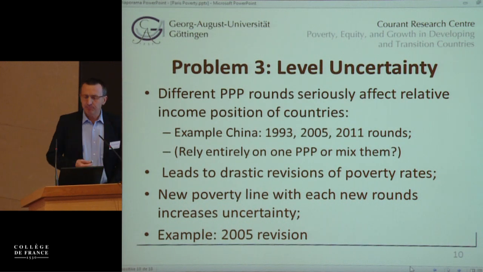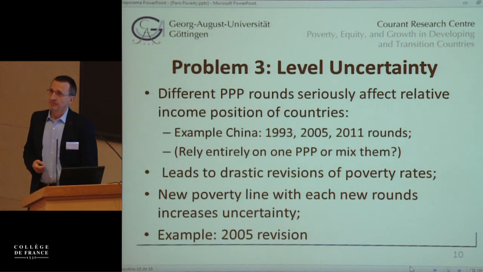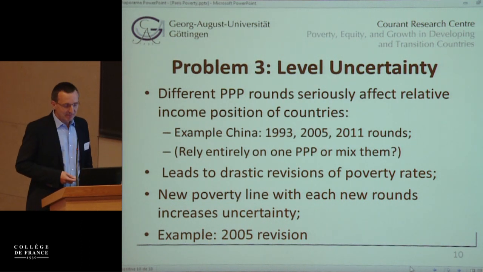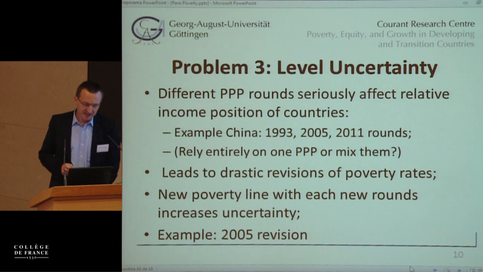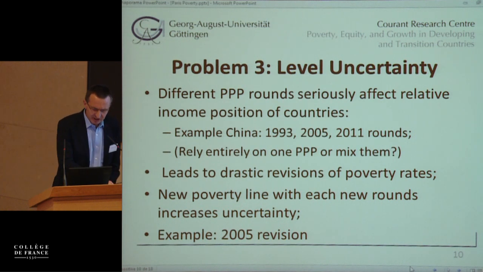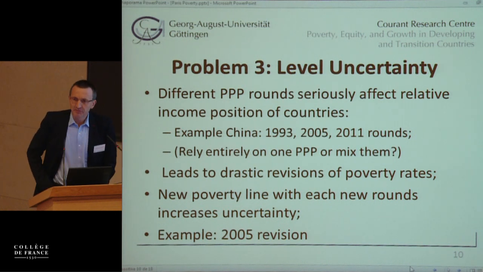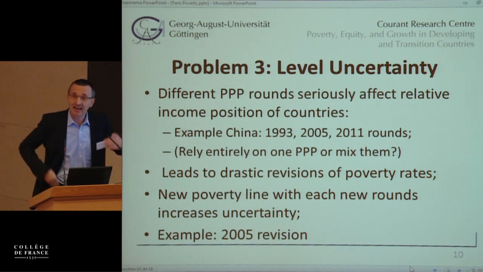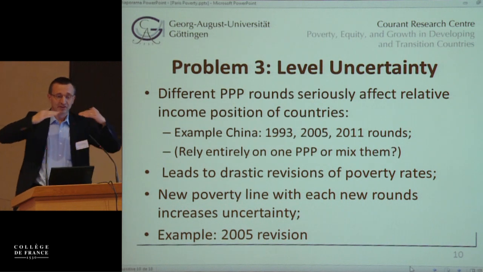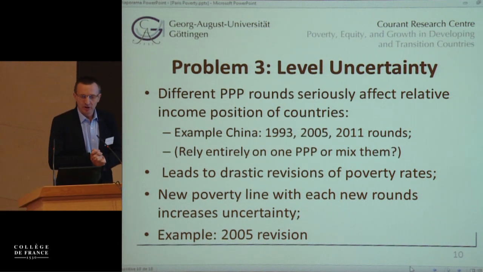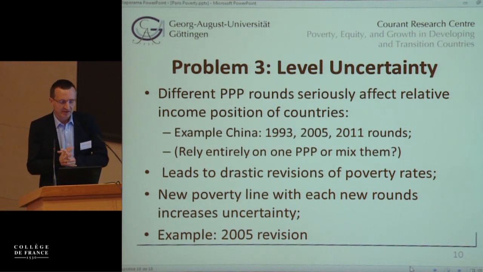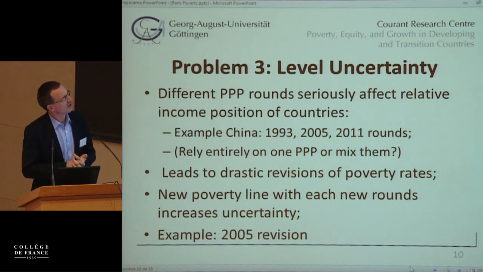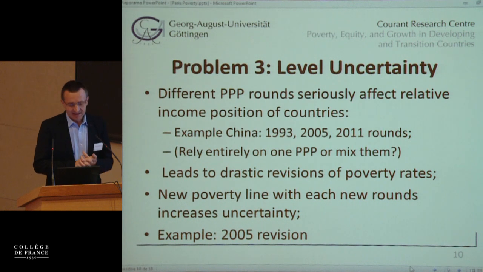The third problem is level uncertainty. It relates to two different issues. The first issue is that every couple of years we do these different PPP rounds, which then tell us how to compare purchasing power across the world. So there was one in '93, one in 2005, and now one that just came out in 2011.